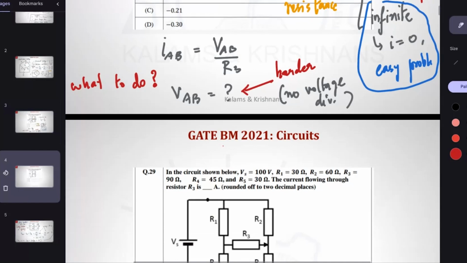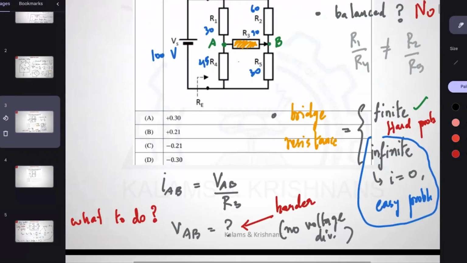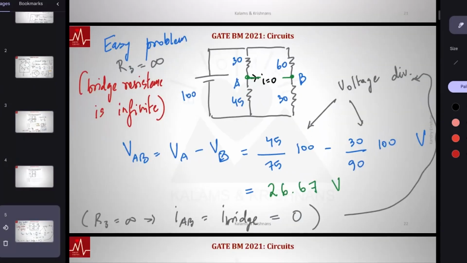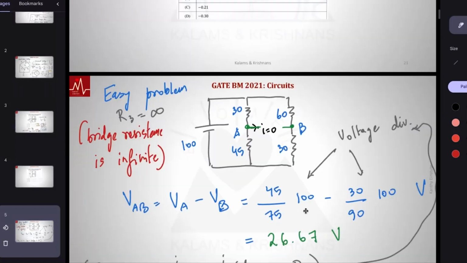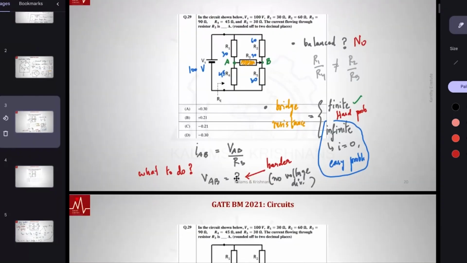What are the techniques that we have learned so far? 26.67 divided by 90? No, you derived 26.67 without that resistance. If you put that resistance, the VAB will be different. Here VAB you can find because current is 0, voltage is 26.67. But the moment you put a resistor there, current need not be 0. We already saw this is unbalanced. Current is not 0. In fact, that's what they are asking you for. VAB doesn't remain the same. So what to do? Quick answer.